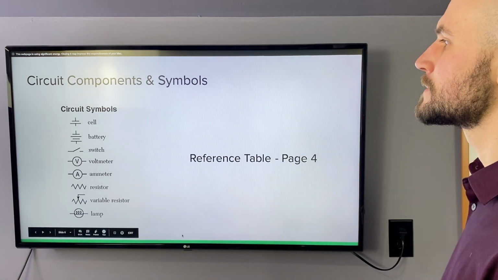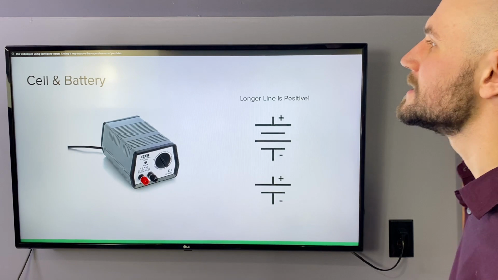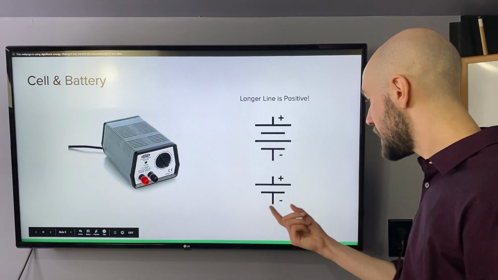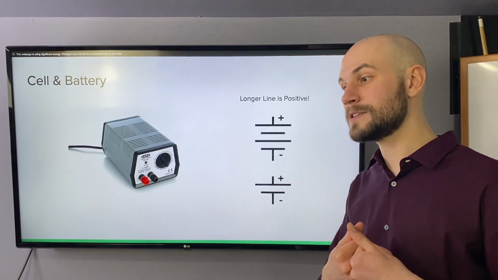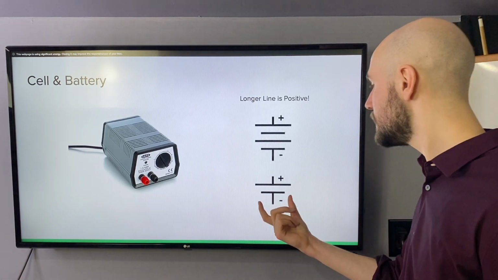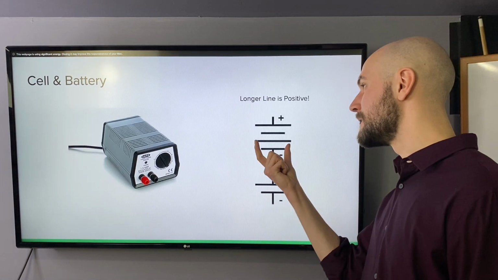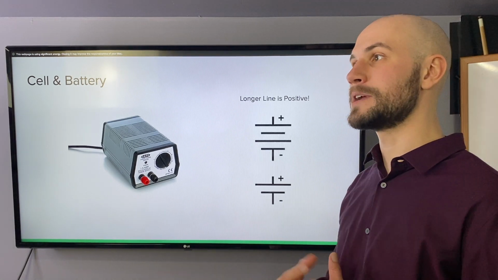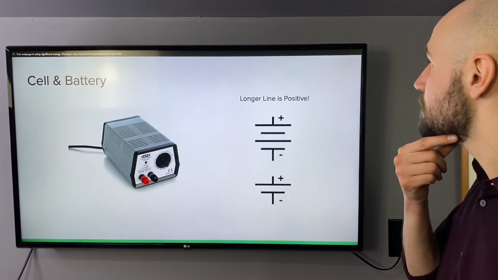Okay. So the very first thing, these two here, are the cell and the battery. In our circuit, the cell or the battery, the voltage source for our direct current, our DC circuit, looks like this. Technically, a battery is a grouping of cells. That's where that term battery comes from. If you break down the word battery, it literally means grouping. So when you have a grouping of cells, you have a battery.